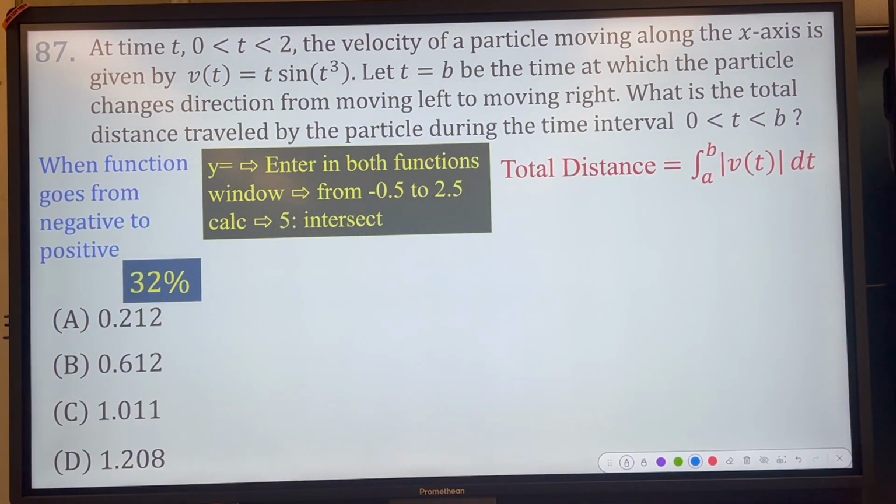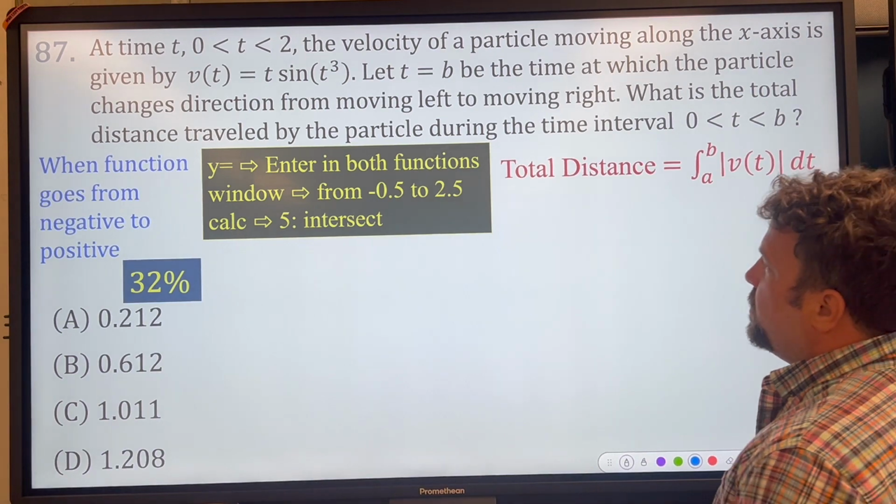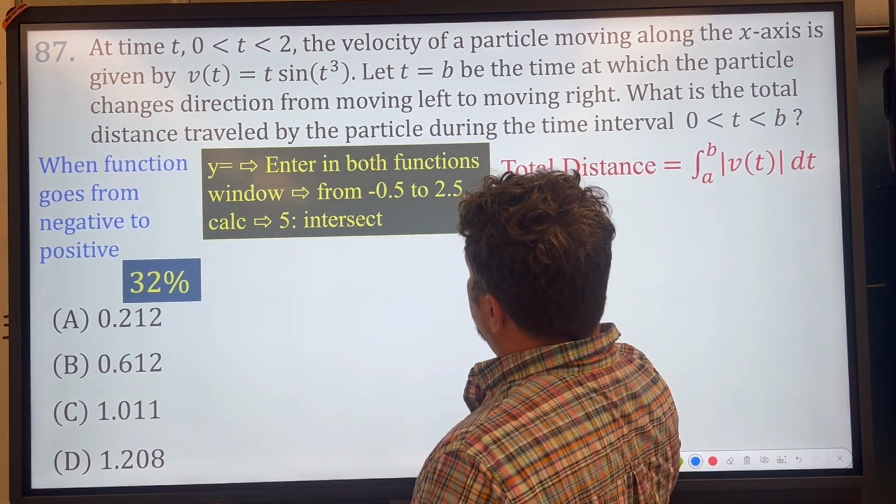All right, now we're going to enter both functions into the window from negative 0.5 to 2.5. Why?